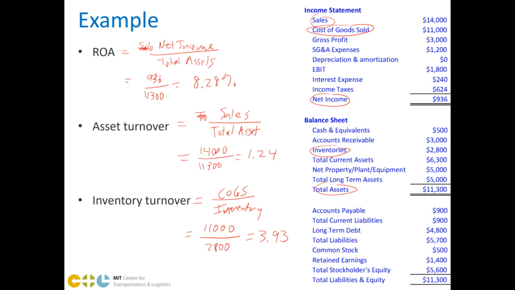So we turn our inventory over more often than our assets in general. And that's because we have some fixed assets and other things as well. So we would expect to turn the inventory over faster. And whether this is good enough or not depends on what our industry is and what our competition is. But we can get an idea that we roughly turn our inventory over 4 times a year.